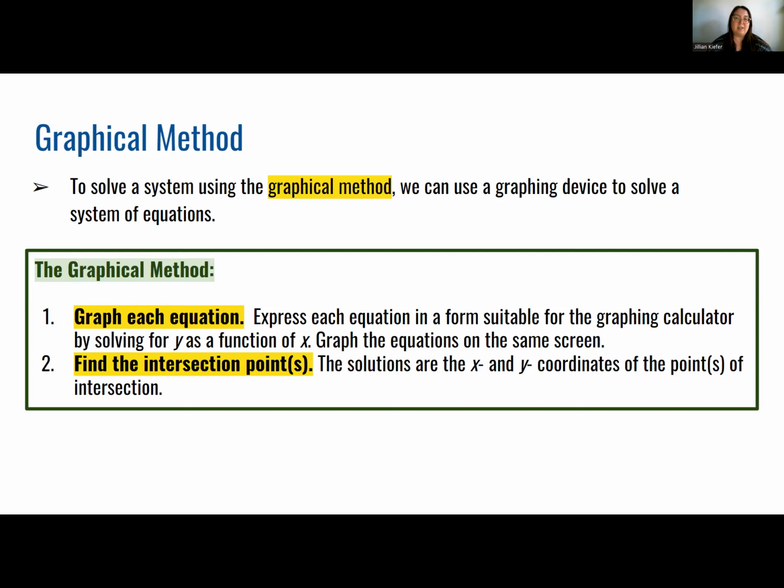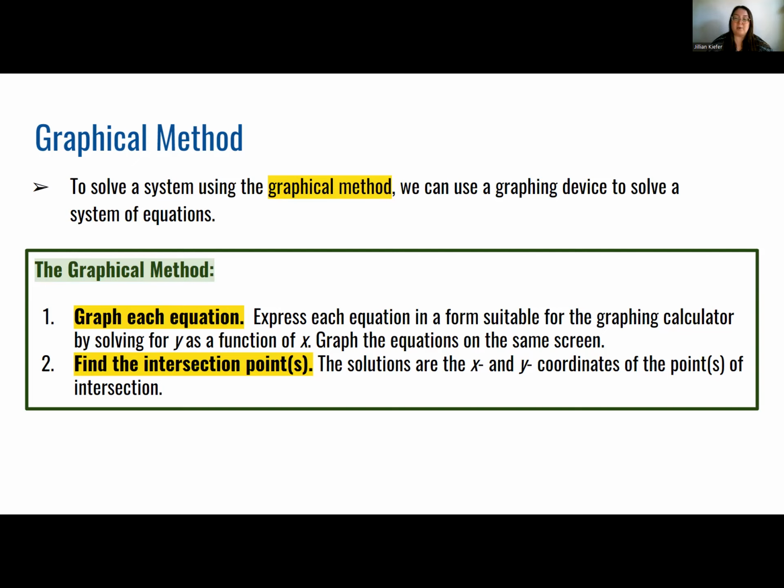Most handheld graphing calculators will not allow standard form, which is what we see a lot with systems of equations. They don't allow those ax plus by is equal to c. They like those equations in slope-intercept form, which is y is equal to mx plus b. So you would have to rewrite both of your equations just so that it would be in the form that your calculator likes. And we'll do that with our example.